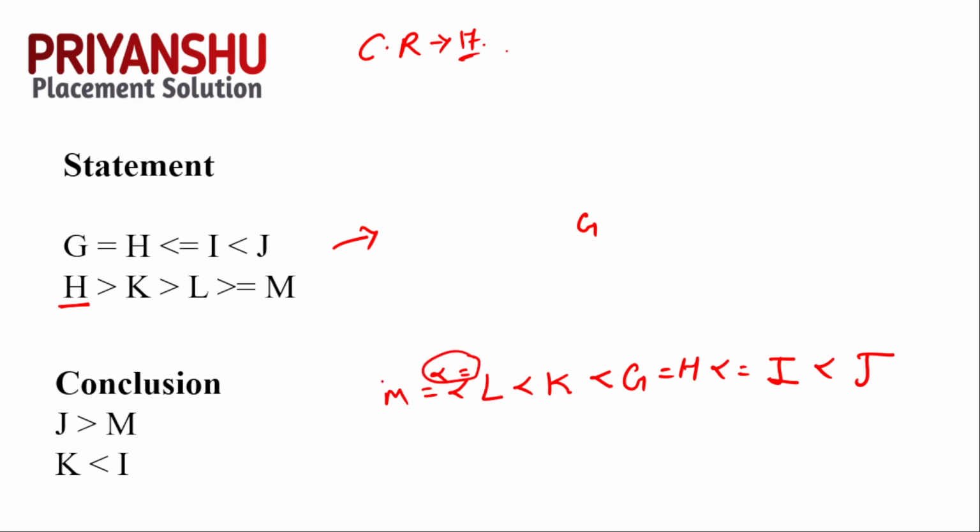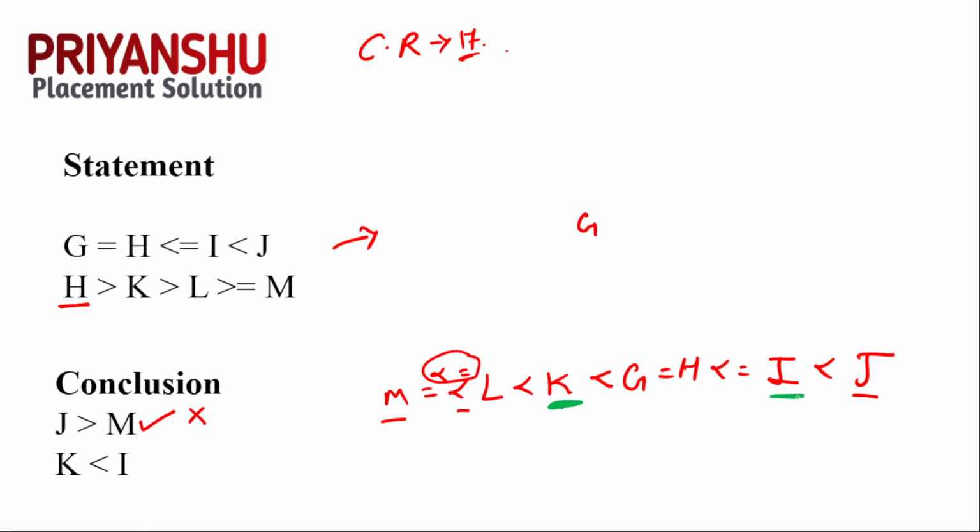Now let's come to the conclusions. First conclusion is J > M. So J is this one, M is this one, but as you can see here, these are less than. So the first conclusion does not follow. Let's move to the other: K < I. K is here. Let me change the color so it is clearer. K is here, and I.